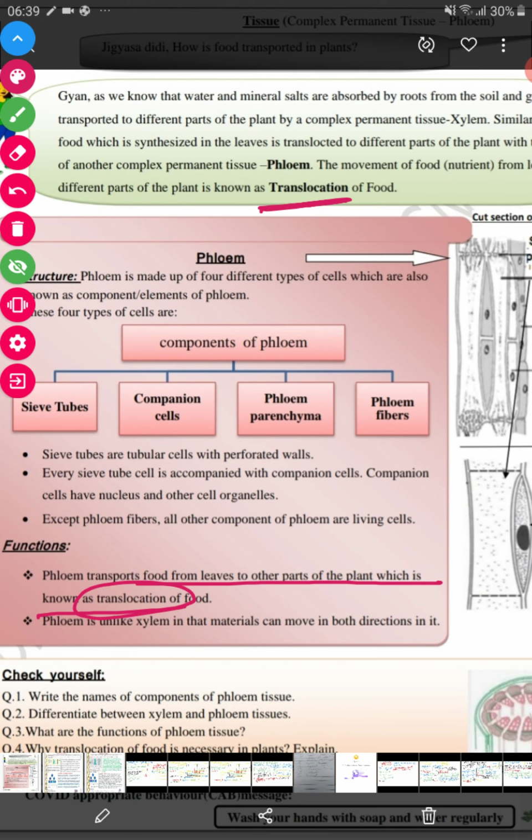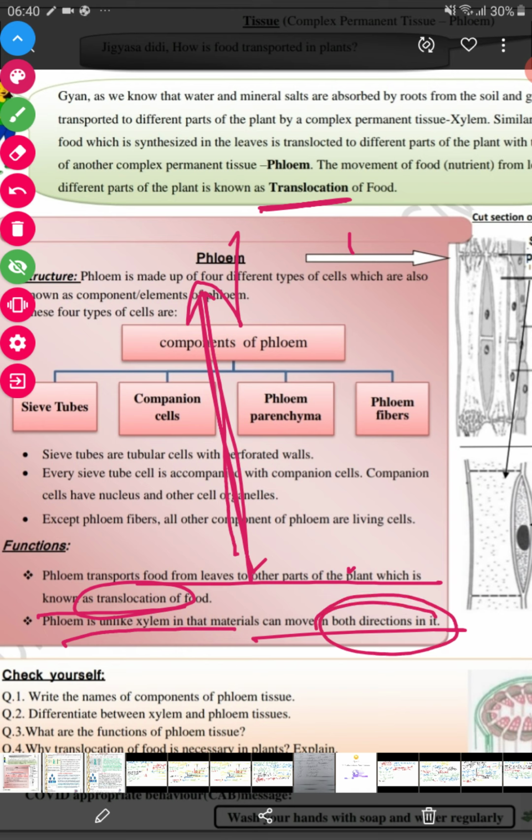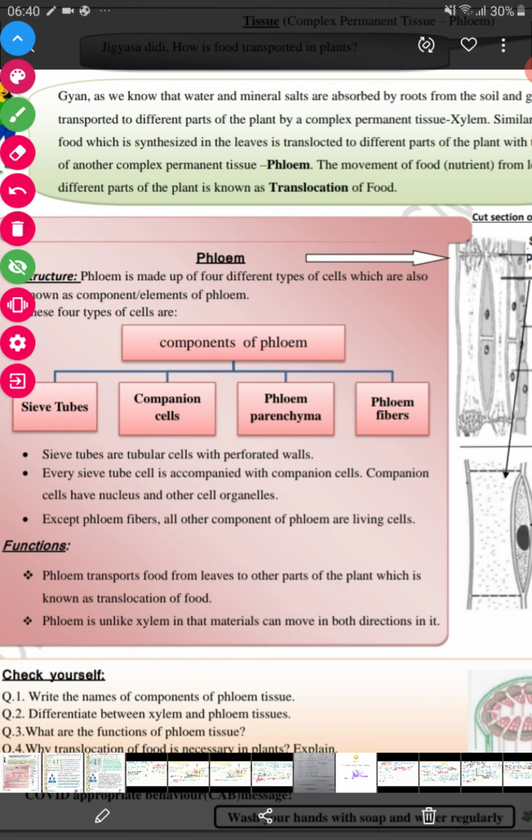Phloem is unlike xylem in that material can move in both directions, whereas in case of xylem, water and mineral move only in a unidirectional way, that is from downward to upward. But as the food is prepared in the leaves and it has to be distributed to all parts of the plant, this process is in both directions. This is bidirectional.